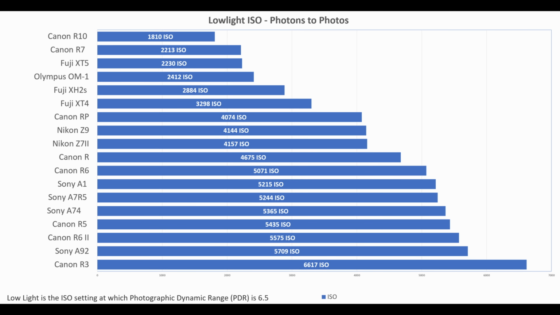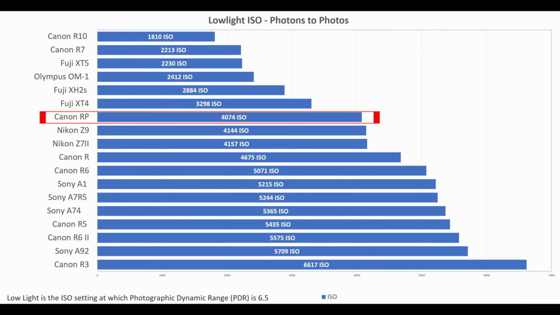Now, thankfully, a very helpful person at Photons to Photos has created a chart which compares all these cameras and their ISO performance in relation to the dynamic range. And the worst performing on this chart was the Canon R10, the R7 at 2213 ISO, and then the Olympus OM-1 at 2412. So interestingly, the Olympus, even though it's actually a smaller sensor, performs better than the R7. So credit to the Olympus there. But then you can see as we get to the full frame bodies, its performance almost doubles. We almost get another stop of light at least. The R6 Mark II is 5575, which just goes to show, and obviously the Canon R3 is out in front there in terms of its low light performance.